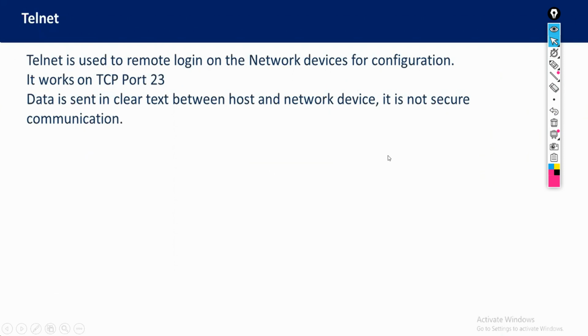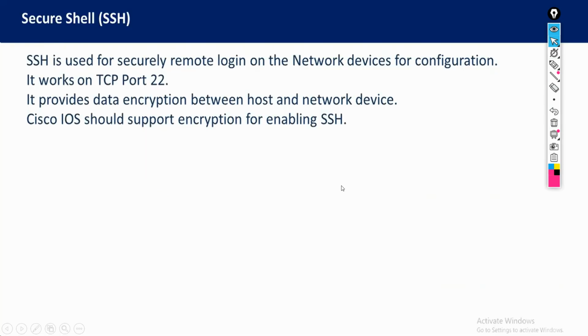SSH is used for securely remote login on the network device for configuration. It works on TCP port number 22. It provides data encryption between the host and the network device. Cisco IOS should support encryption for enabling SSH.